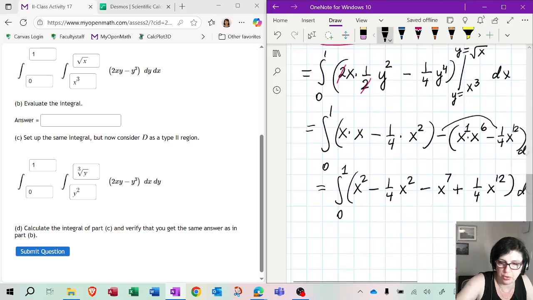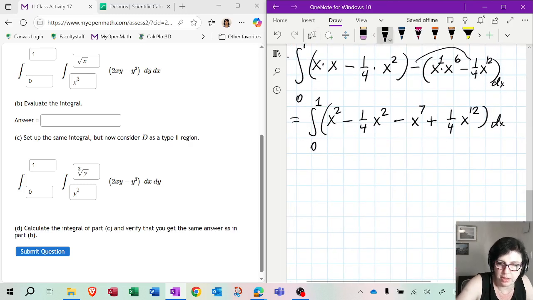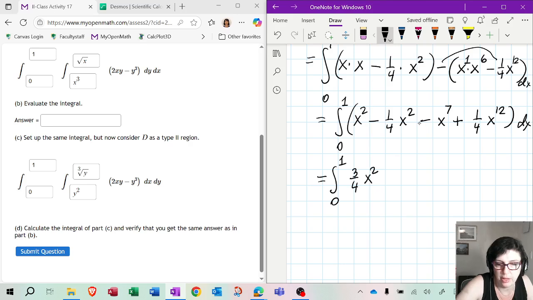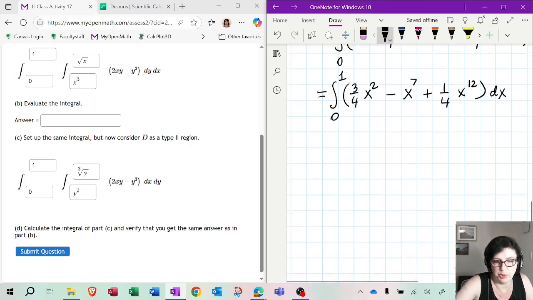So what can we simplify? What are like terms? The like terms here are the first two, which is 1x squared minus 1/4, so that's 3/4 x squared. And then minus x to the 7 plus 1/4 x to the 12. Okay, so now there are no other terms we can combine.